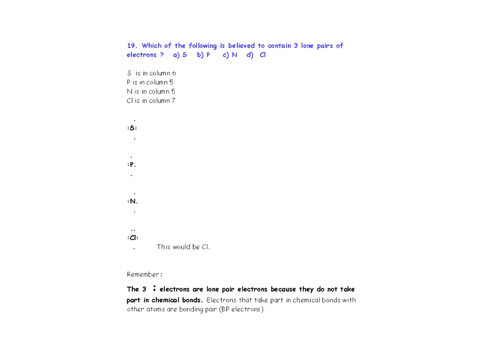All right, question 19. It says, which of the following is believed to contain 3 lone pairs of electrons, A, B, C, or D? So how do we find that? First of all, we need to focus in on what lone pairs of electrons are. This is going to have to do with lone pairs and bonding pairs. We know S is in column 6. That means it has 6 outer electrons.